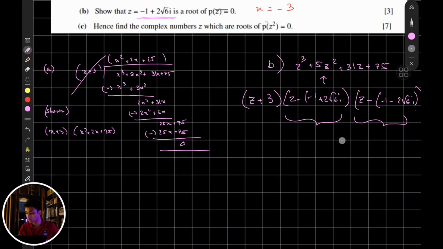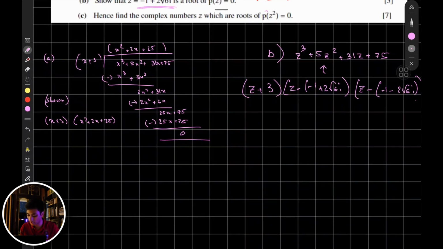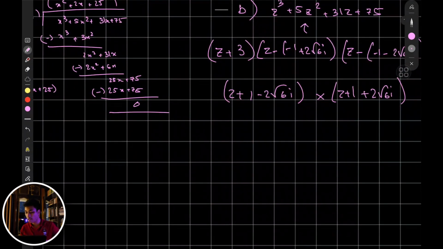if you multiply both of these factors, you're supposed to get this. Why? Because you're excluding the factor Z plus 3 over here, and you're excluding the factor Z plus 3 over here as well. So this entire equation should equal the equation you get when you multiply both of these factors, and that is going to be the case. So if we try that, Z plus 1 minus 2 root 6i times Z plus 1 plus 2 root 6i, right? So what can you do?